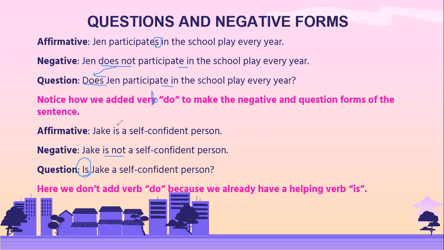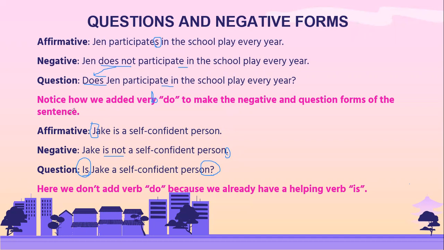The answer would be: Jake is a self-confident person, or negative: no, Jake is not a self-confident person. The question ends with a question mark. The sentence ends with a point, and they all start with a capital letter. I want to emphasize this because you made so many mistakes in your writing with these issues. Here we don't add the verb do because we already have a helping verb, is.